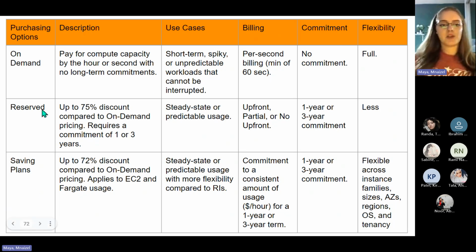And savings plans are like reserved, but the difference is you have more flexibility over the instance family, sizes, availability zones, regions, operating system, and tenancy. With reserved, you get a full virtual machine with less flexibility. This is more flexible. You get to use how many per hour. Here you can see a commitment to a consistent amount of usage per hour. It doesn't matter what you need, you pay by the hour, but you have to commit over 1 year or 3 years, and it gives you up to 72% discount compared to on-demand instances.